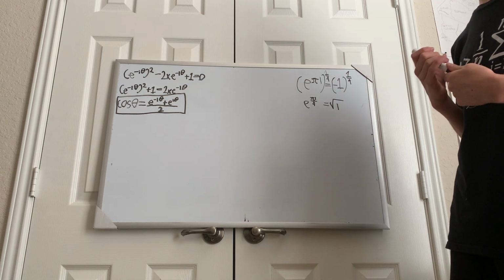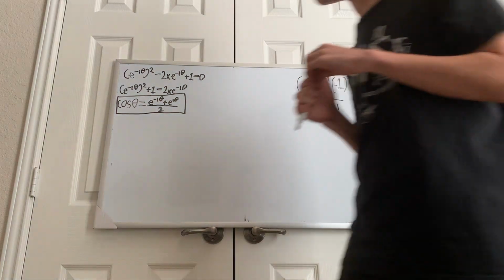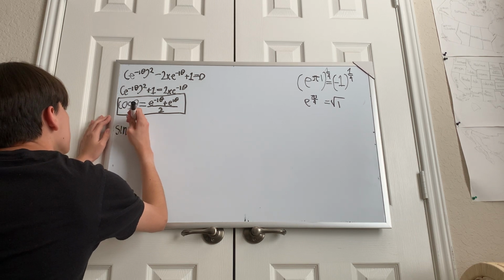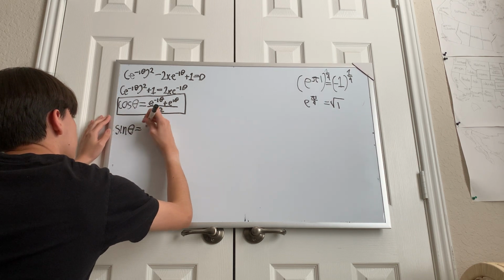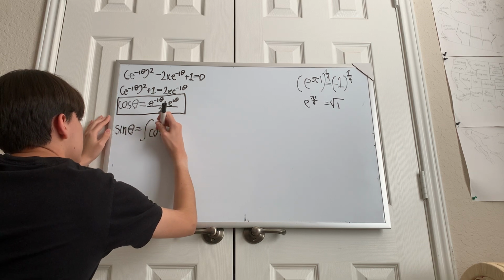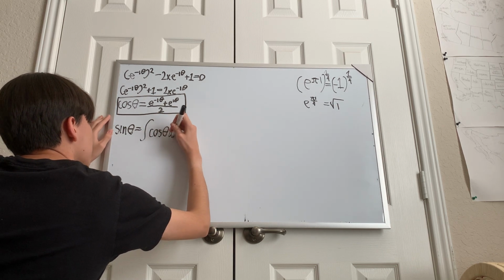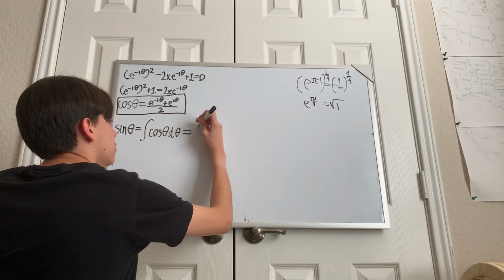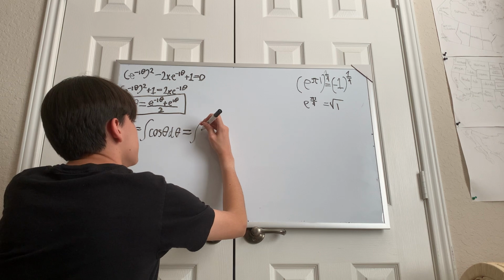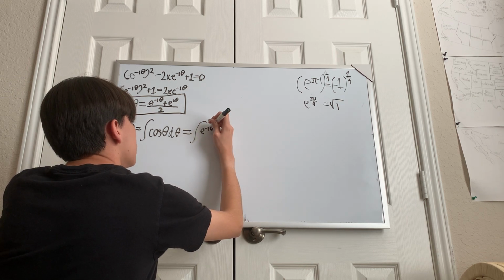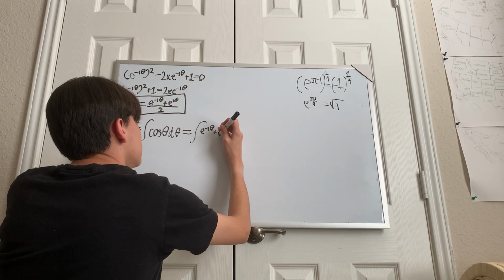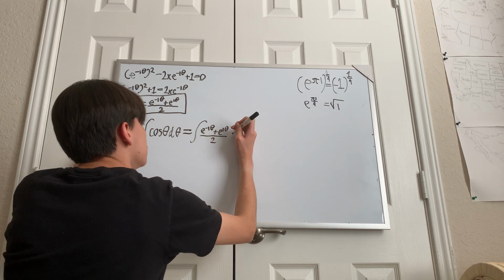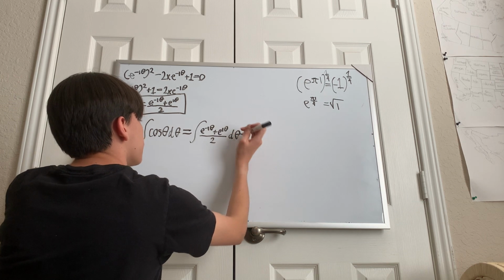And to do that, let's start by finding sine. So remember, sine theta is just the integral of cosine theta d theta, and that's equal to the integral of e to the negative i theta plus e to the i theta over 2 d theta.